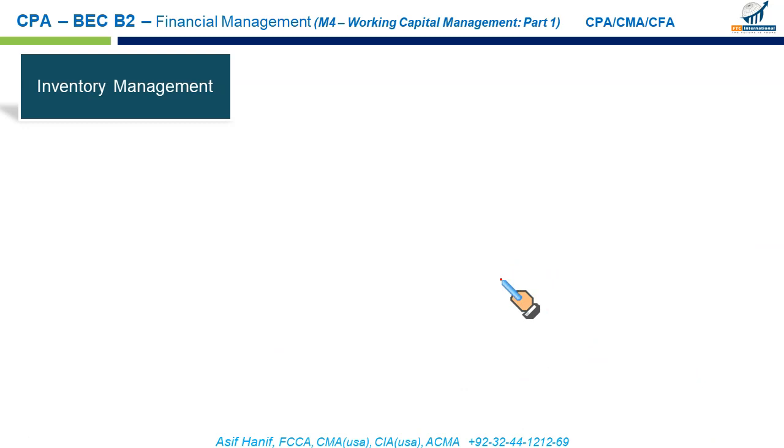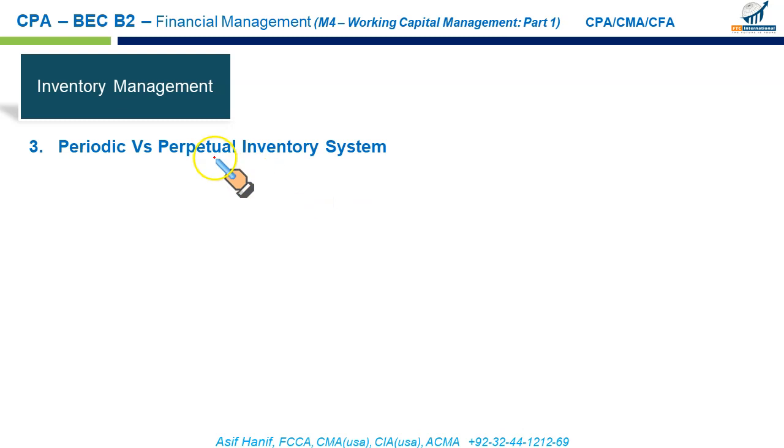Next we have inventory management, periodic versus perpetual inventory system. Remember, there is quite a sharp difference between these two. When we say periodic inventory system, it means we do not keep separate inventory records. At the end of the period, we go for the physical count, and we calculate CGS using this formula.